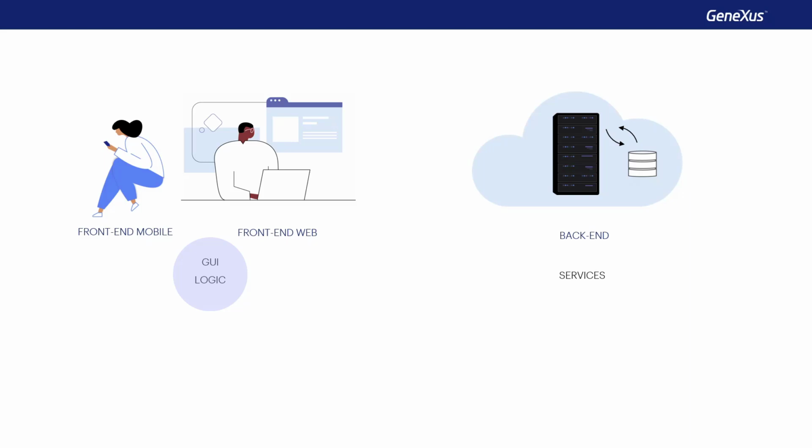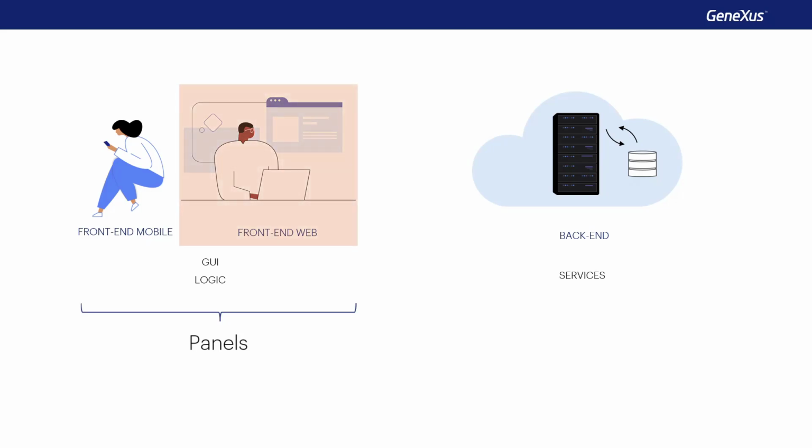The GeneXus object that allows us to add code that runs on the client, as well as code that will run on the server through the invocation of backend services, is called Panel Object. This object will allow us to develop customer-facing applications, including web and native mobile applications.